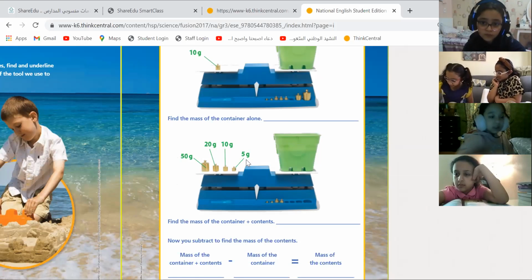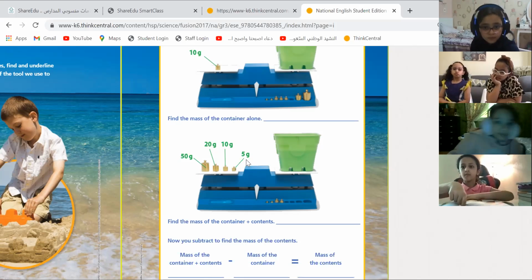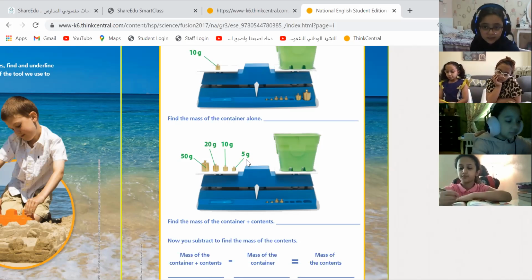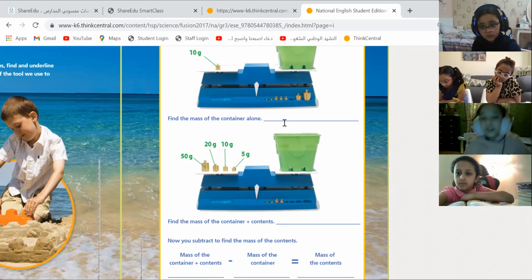20, okay, then. 70? No, 70. Excellent. 70 plus 10 equals? 80. 80 plus 5 equals? Wait, 80 plus 5? 85. 85. Excellent. So the bucket, when you fill it with water or sand, it equals 85.